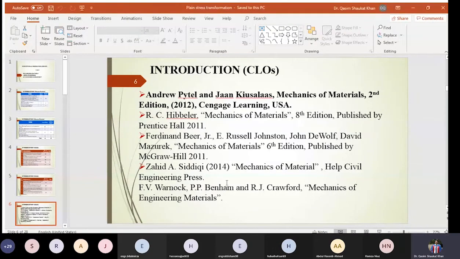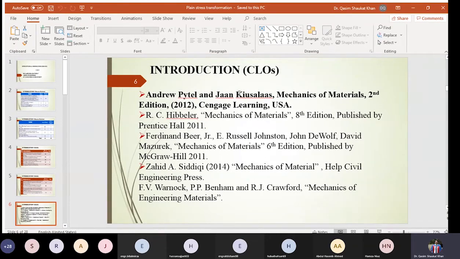And I will be following this book, R.C. Hibbeler, Mechanics of Materials, 8th edition, published by Prentice Hall, 2011. One more thing is we are going to follow chapter number 9 and chapter number 10 of this book.